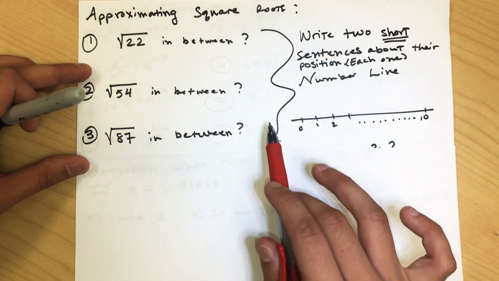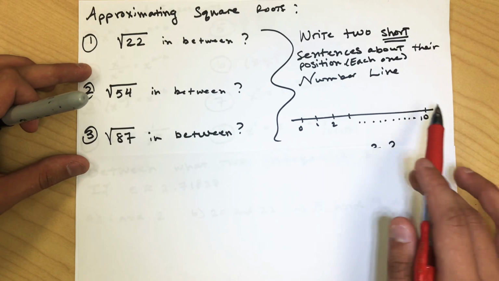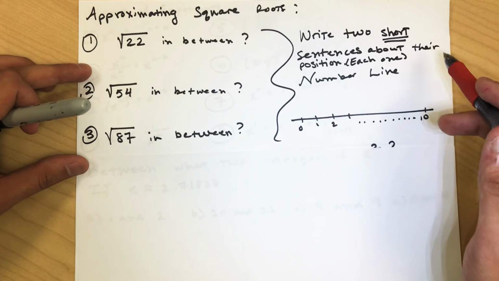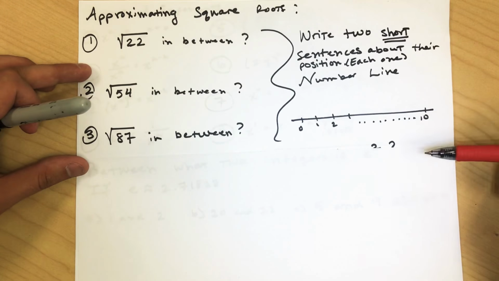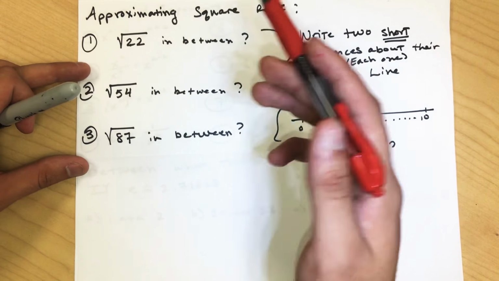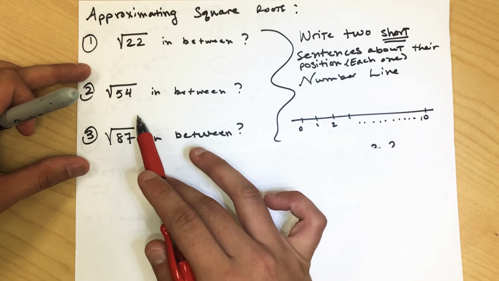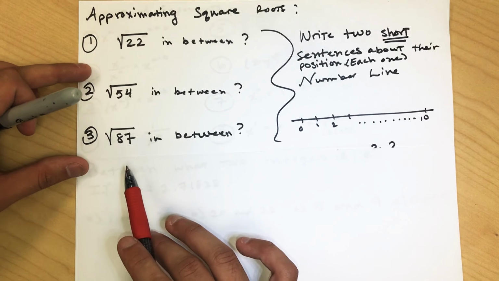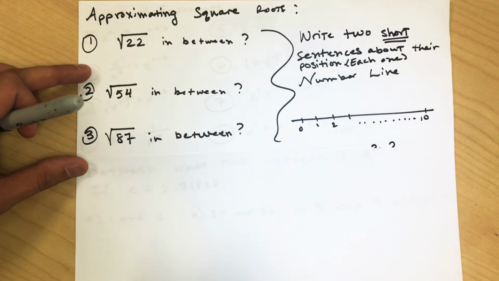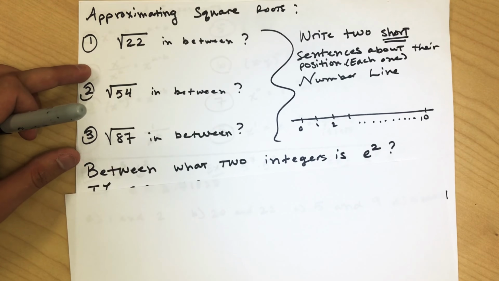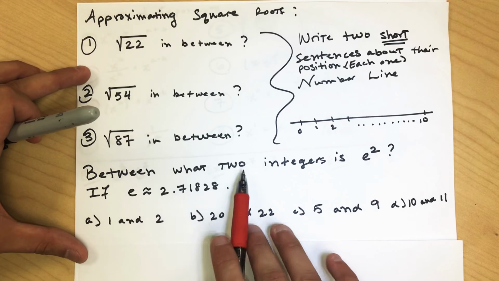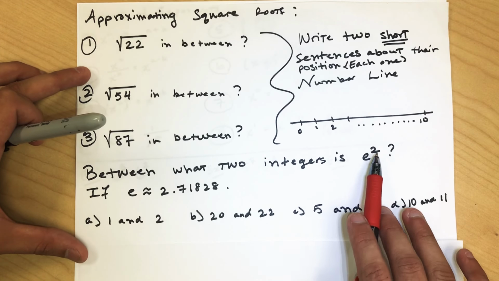After that, plot each one on their own number line. Okay. Then write two really short sentences about their position relative to the number line. So square root of 22 is to the left of, to the right of. Square root of 54 is to the left of what number, to the right of what number. Square root of 87 is to the left of what number, to the right of what number. Okay?